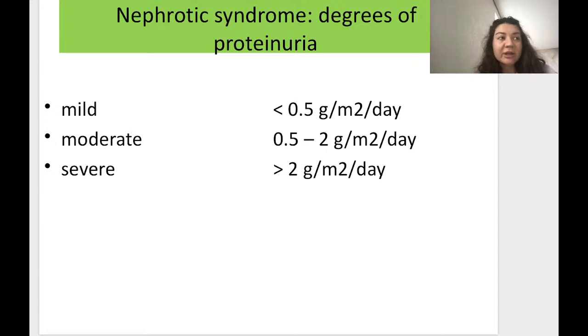Proteinuria is a main pathophysiological mechanism, and according to it, we can divide nephrotic syndrome into 3 degrees. It can be mild nephrotic syndrome with proteinuria less than 0.5 grams per meter squared per day, moderate with proteinuria from 0.5 to 2 grams per meter squared per day, and severe nephrotic syndrome with proteinuria more than 2 grams.